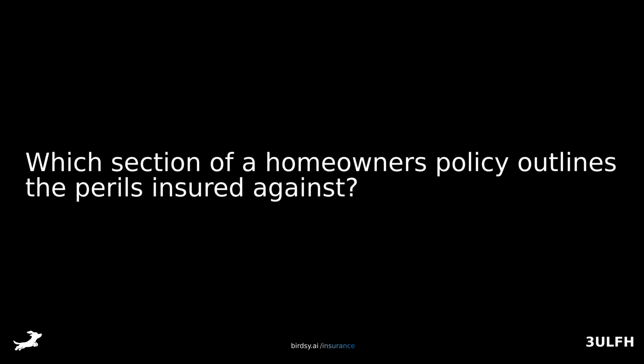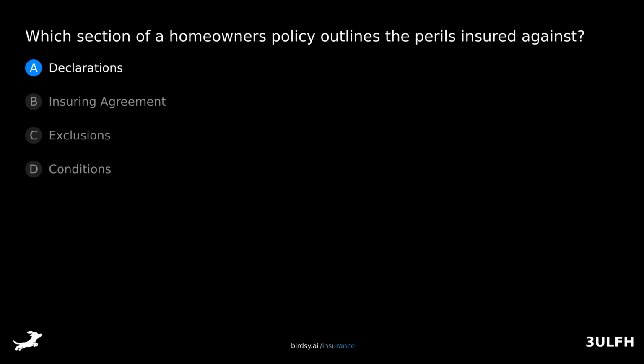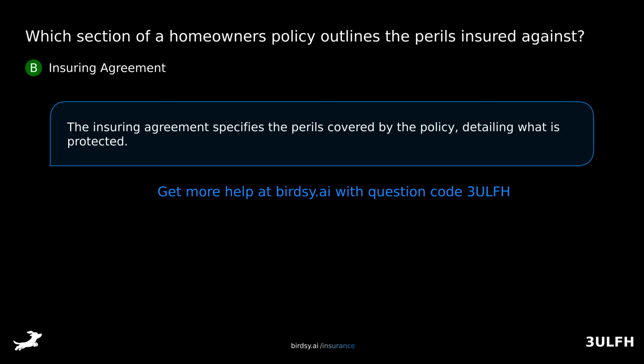Which section of a homeowner's policy outlines the perils insured against? Is it A, declarations, B, insuring agreement, C, exclusions, or D, conditions? The answer is B, insuring agreement. The insuring agreement specifies the perils covered by the policy, detailing what is protected.